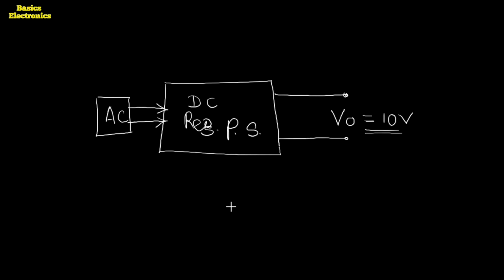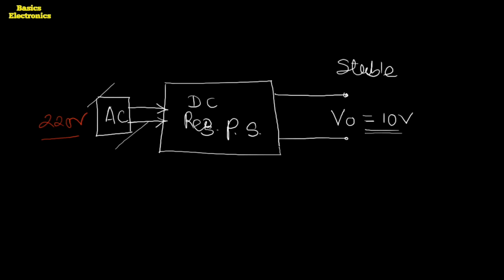Okay, now here the power supply is what we call a regulated power supply. It regulates. The power supply is called a regulated power supply because its output voltage remains constant. Its output voltage remains stable even if the input AC voltage changes.